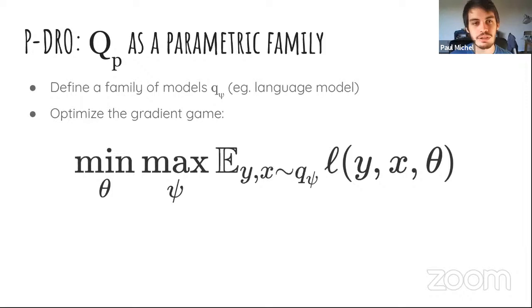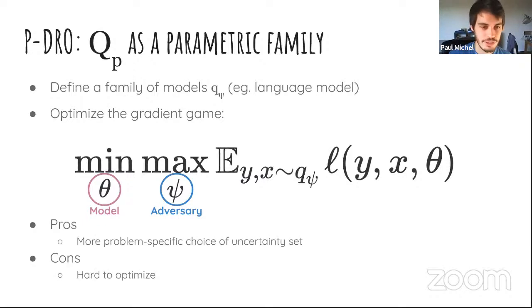The exact architecture that we want this uncertainty set to take is problem dependent. You can choose basically whatever you want. In our NLP experiments later, we're using transformer models. In the following, I'll refer to theta as the model, and psi I'm going to call the adversary because it's trying to be adversarial with respect to the model.